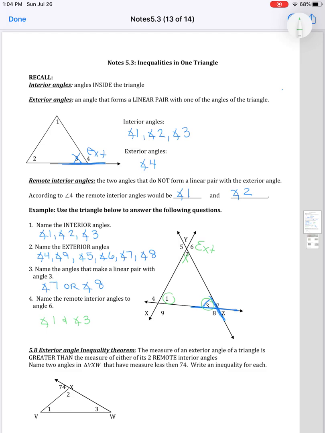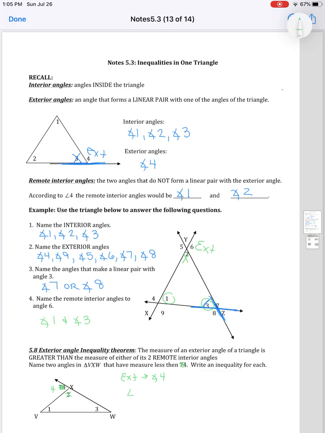Now when we speak about remote interior angles, remember, if we're talking about an exterior angle right here, a remote interior angle cannot be the one next to it. So I'm going to cross out number 2, which leaves me with two other angles. So angle 1 and angle 3 would be the two remote interior angles according to angle 6.